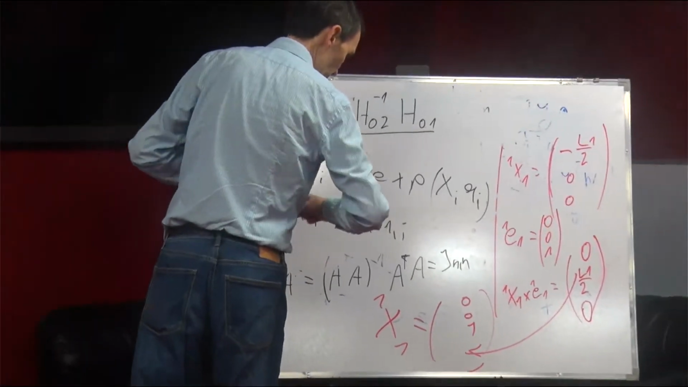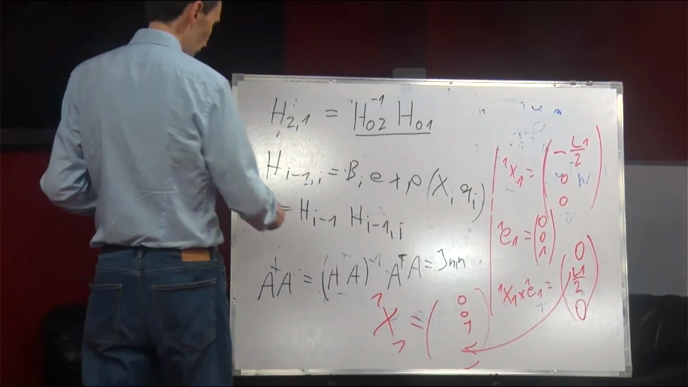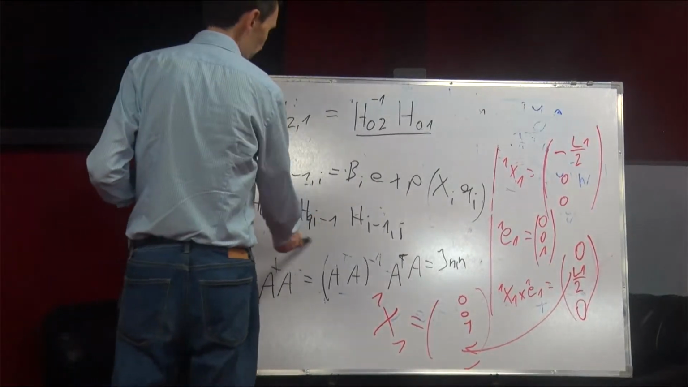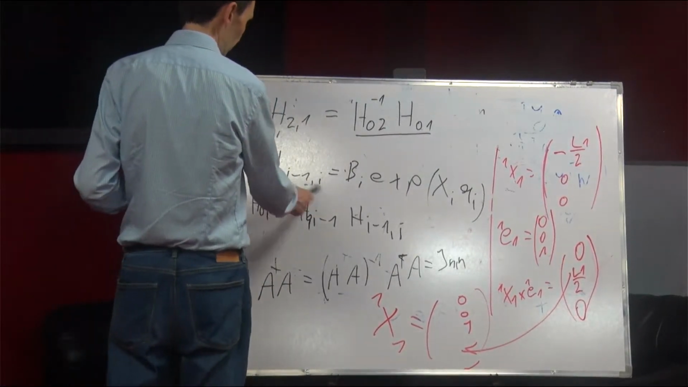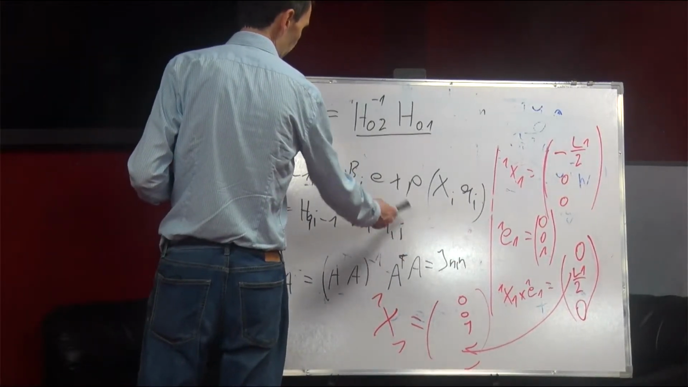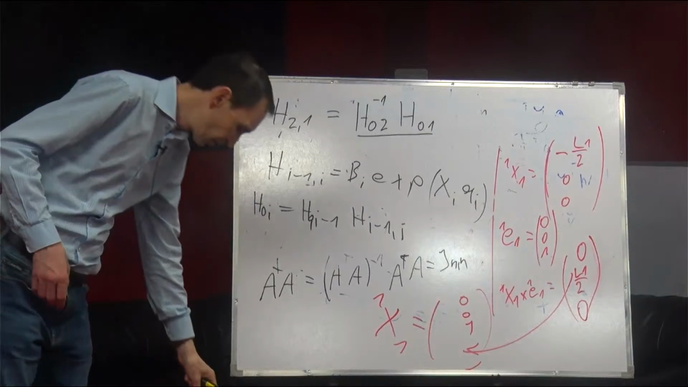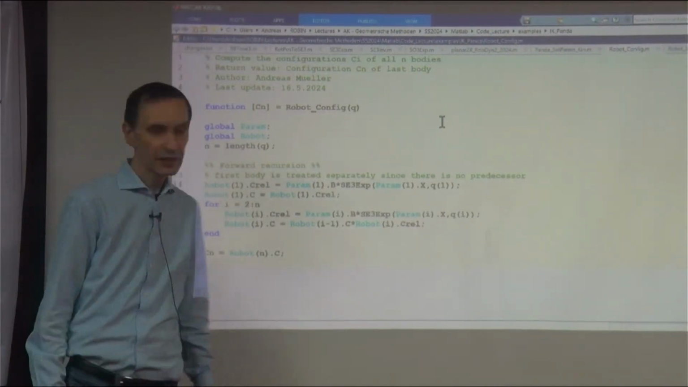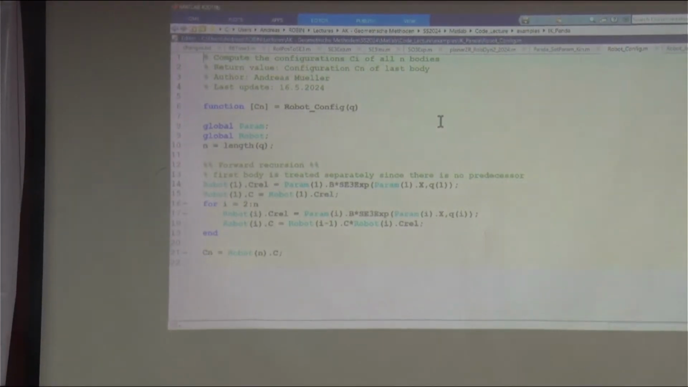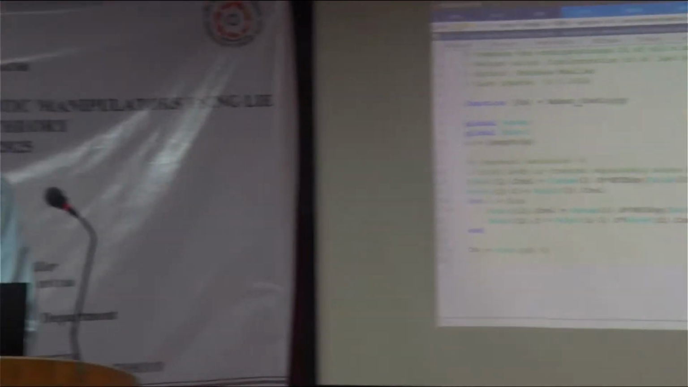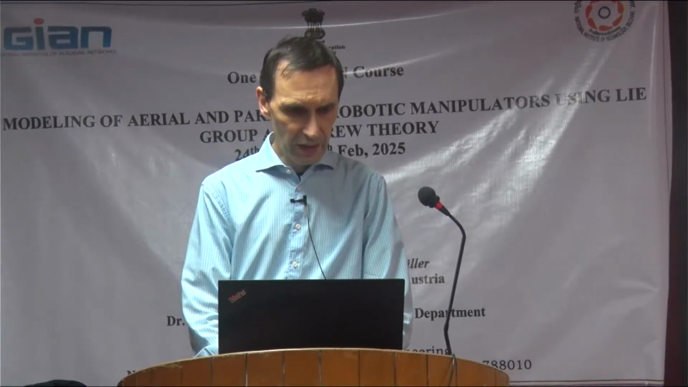So I was referring to this one. So this is H0i. This is the pose of the predecessor of I. So I minus 1 predecessor, and then multiplied with the relative configuration of I minus 1. So you get Hi or H0i. And that's what we do here. And again, this is a simple for loop, and that's it, right? So you have it all there in some sort of a simple expression. Yeah, and then what else can I do?